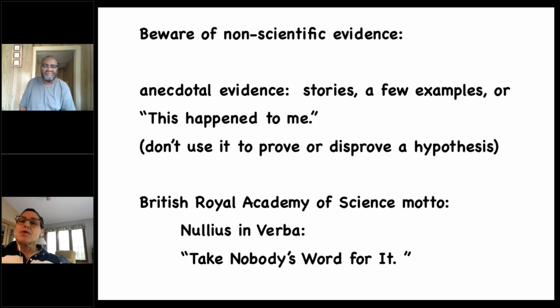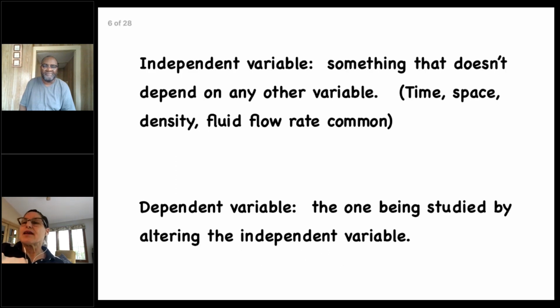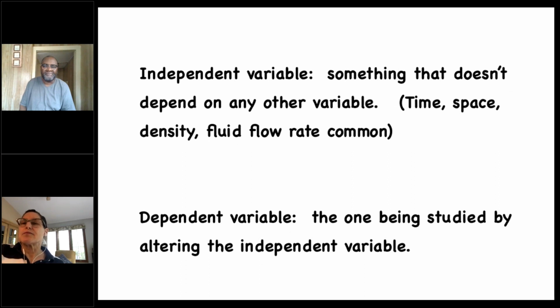Okay. A couple more definitions, and then we'll get into more of the scientific method: an independent variable and a dependent variable. An independent variable is something that doesn't depend on any other variable. Time, space, density, and fluid flow rate are common independent variables. And the dependent variable is the one being studied by changing the independent variable. I'm going to give you some other examples, and we'll talk more about it. So again, you don't have to memorize that.